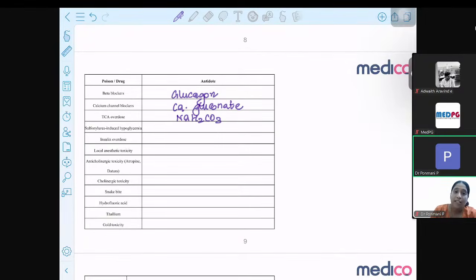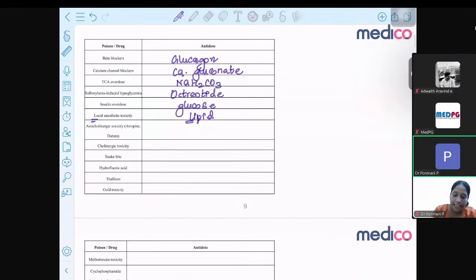And what about for sulfonylurea-induced hypoglycemia? You're going to give octreotide. And for insulin overdose, of course, it is known, you're going to give glucose. And for local anesthetic toxicity, you're going to give lipid emulsion. So you can remember as L for L, you're going to give lipid emulsion.